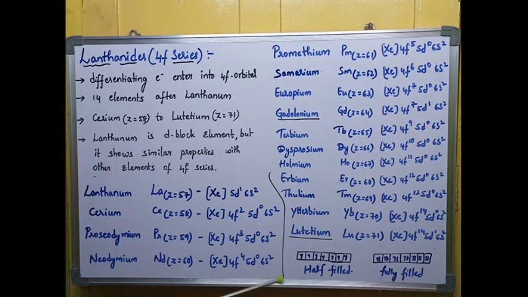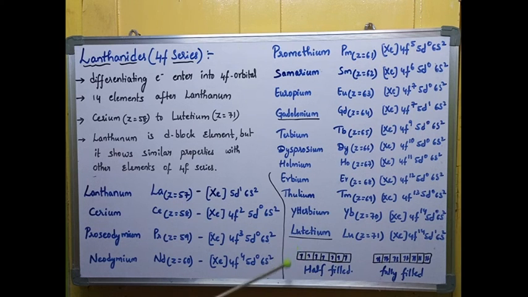I told you already, degenerate orbitals like d and f will have equal energy. All subshells will have equal energy. If they have equal energy, we need to distribute the electrons equally. Then only they'll get more stable. Because of symmetry, they'll attain the stability here.